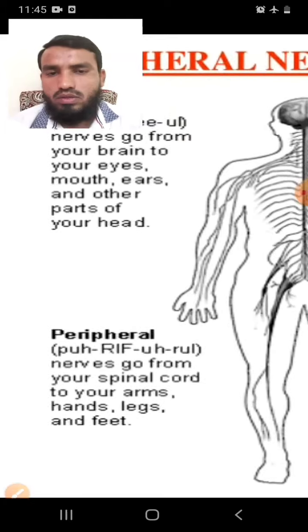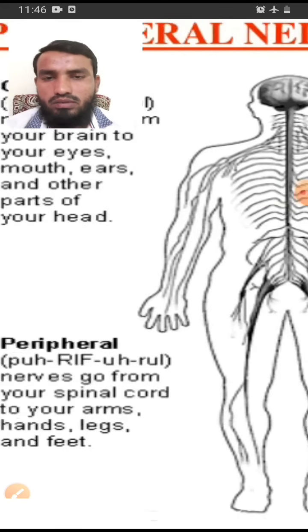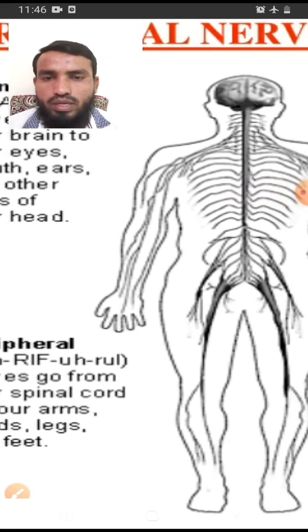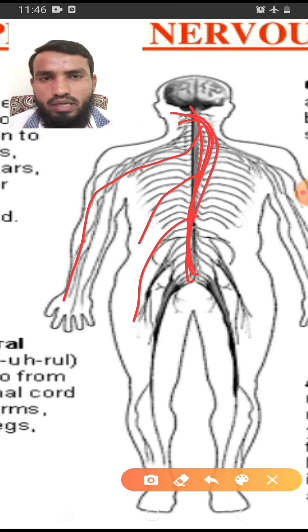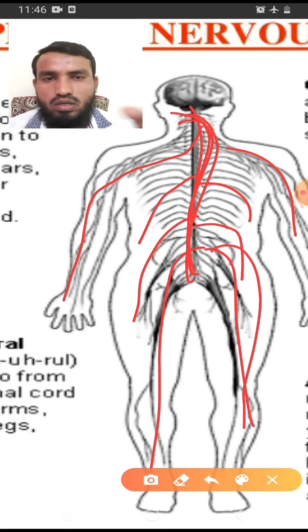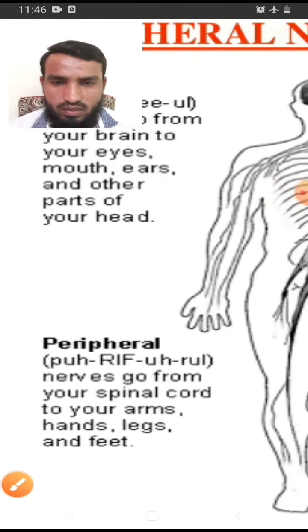And number three is peripheral nerves. The peripheral nerves go from your spinal cord to your arms, hands, legs and feet. This is your spinal cord. Whatever nerves are going from your spinal cord to your hands and legs are called peripheral nerves, right? Because they are going into the peripheries or peripheral areas.